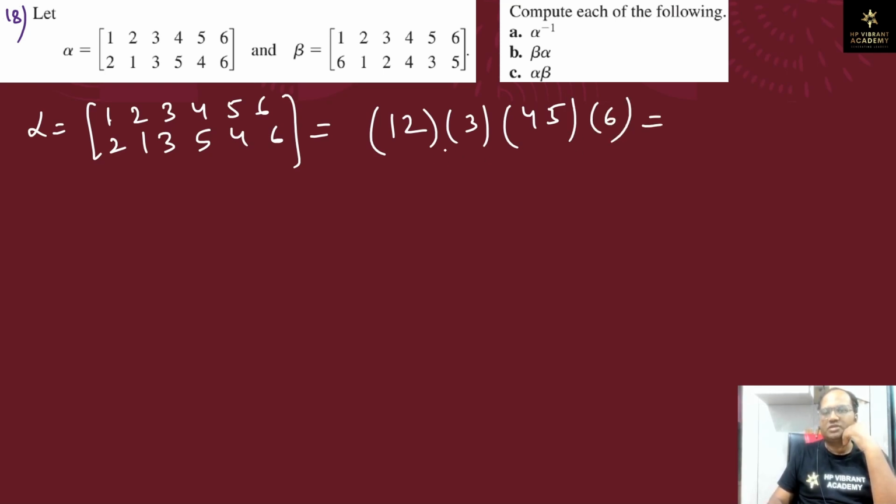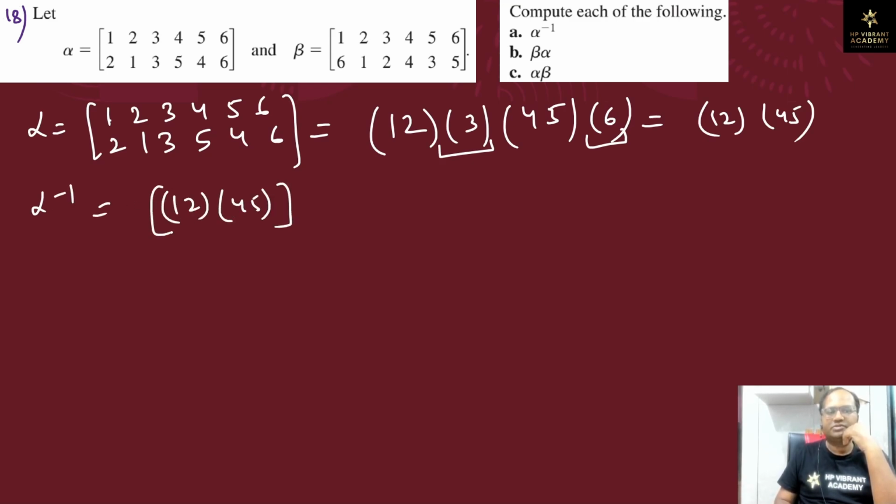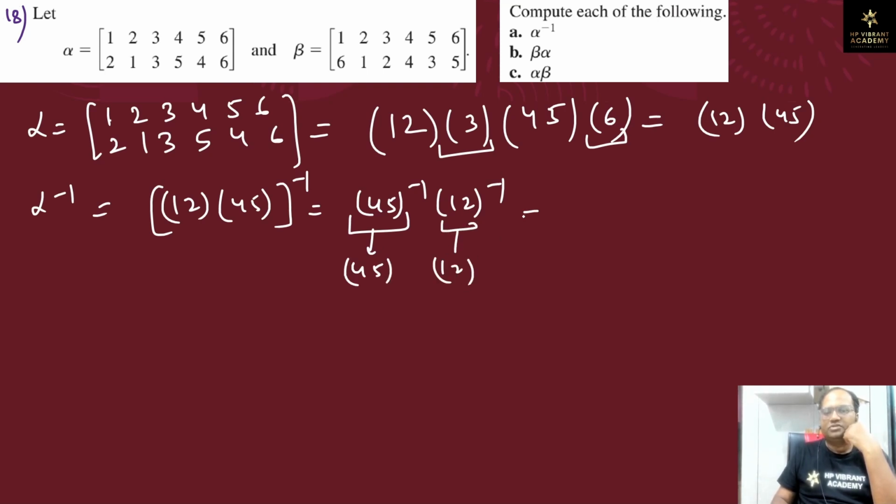So we can omit 3 and 6. So this is (1 2) times (4 5). Okay, so alpha inverse will be equal to ((1 2)(4 5)) inverse. So this is nothing but (4 5) inverse and (1 2) inverse. And we have seen that a transposition is its own inverse. So this is nothing but 4 5, and this is nothing but 1 2. So this is equal to (4 5) times (1 2).